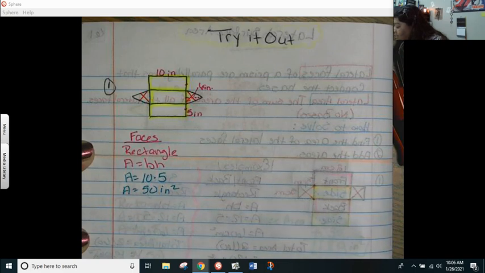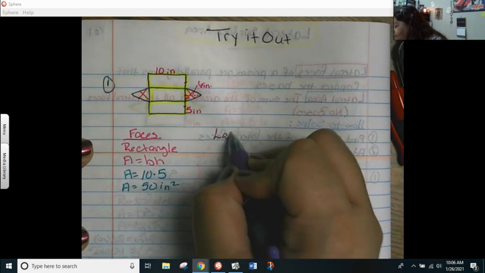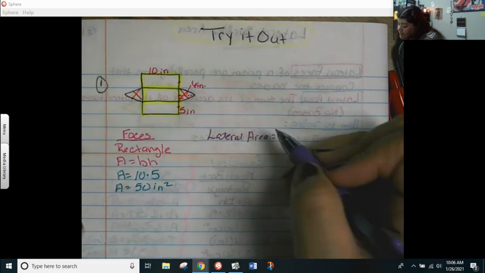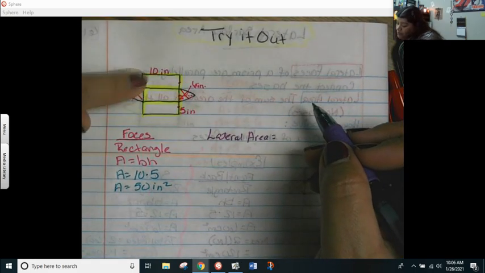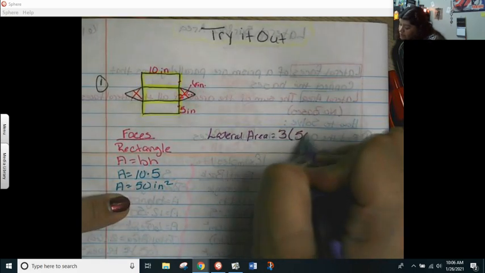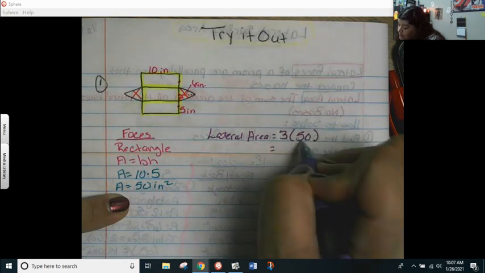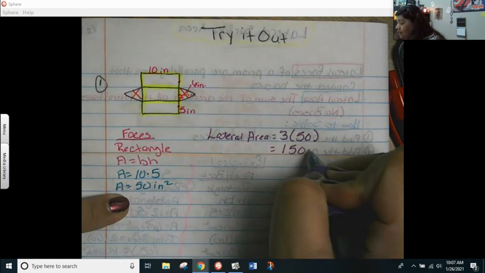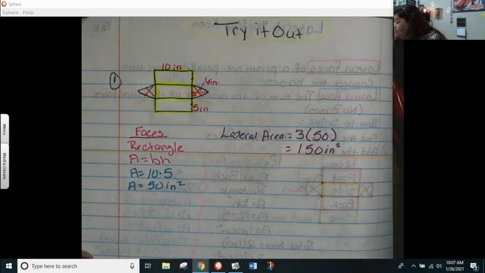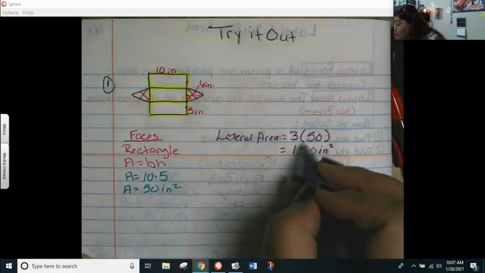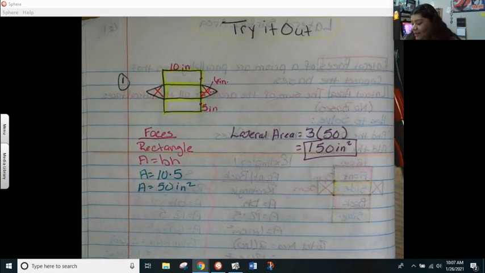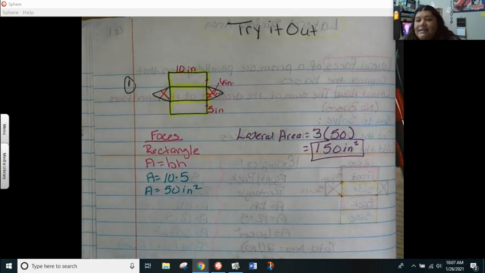And now to find the lateral area, we're going to take this 50, and I have 1, 2, 3. 3 faces times 50 inches squared each gives me a grand total of 150 square inches. Okay, so it's just like yesterday, except no bases. So you do one less. Okay, less work, right?